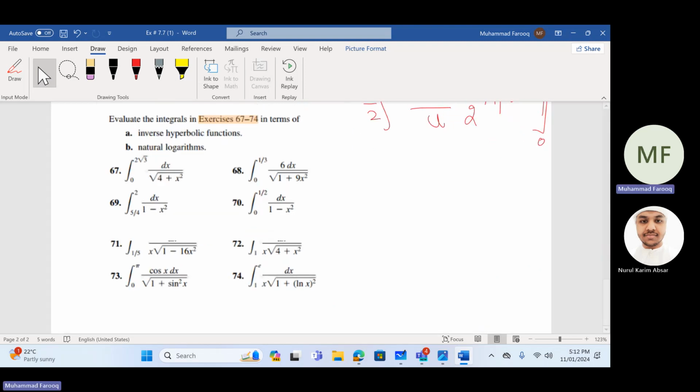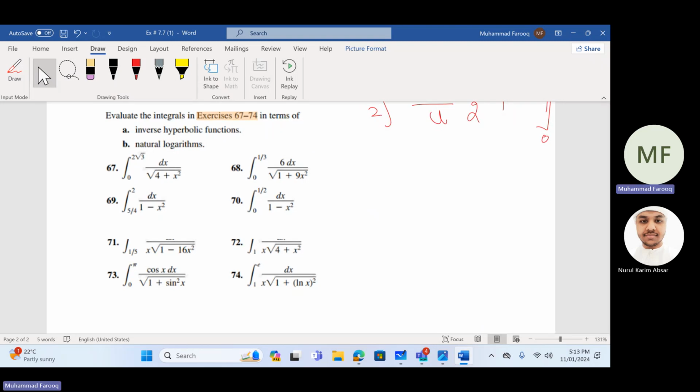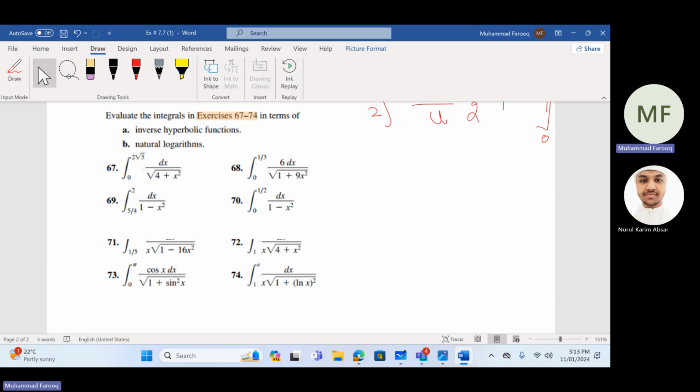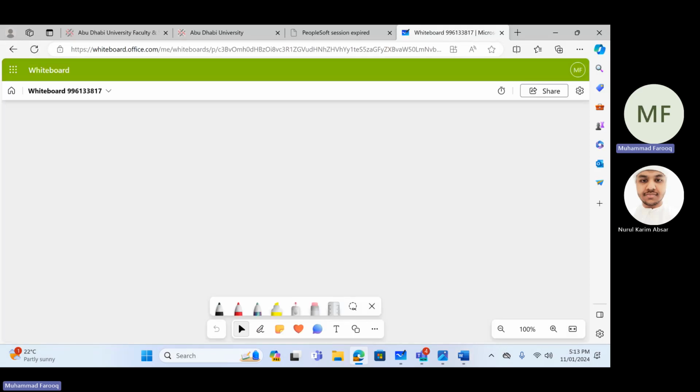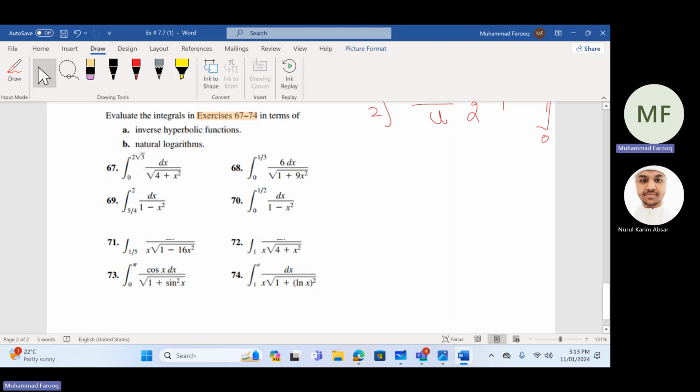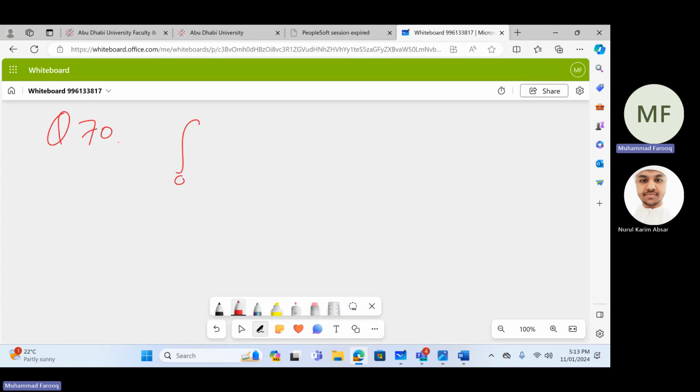Question number 70, please. Integrate from 0 to half, dx divided by 1 minus x squared. We are now discussing the integration of inverse hyperbolic functions. By the way, they have given a very straightforward question.